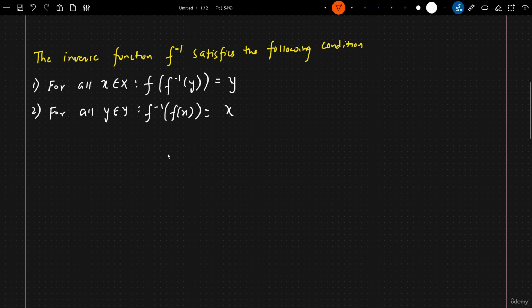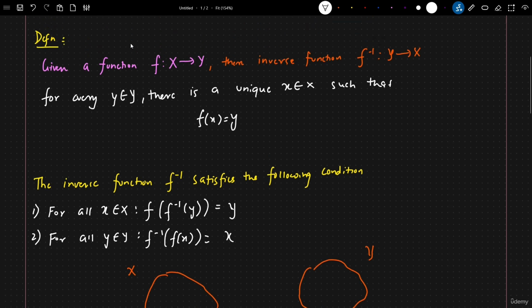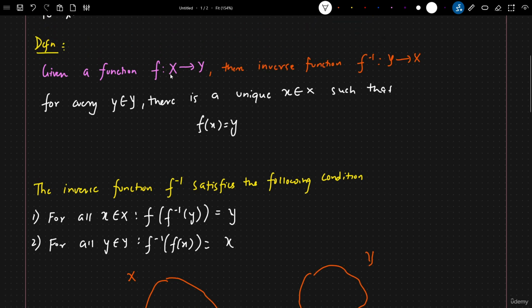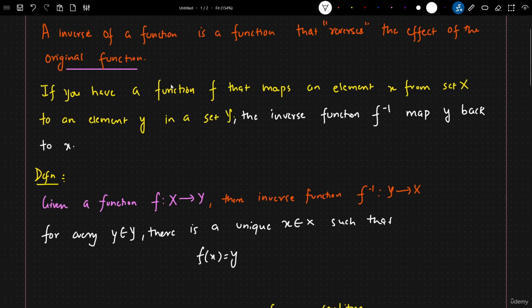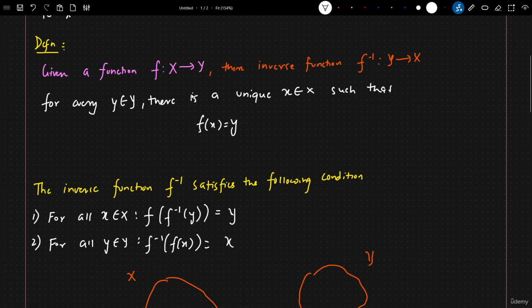Okay, now what does this basically mean? Let's consider this is my set X. I'll create a diagram over here. This is my set Y. So this is my set X, this is my set Y. Now what does this basically mean? Given a function f, from this particular function you can see that it is mapping an element x from set X to an element y in set Y, right?